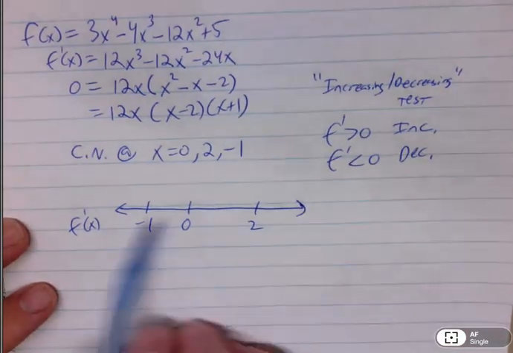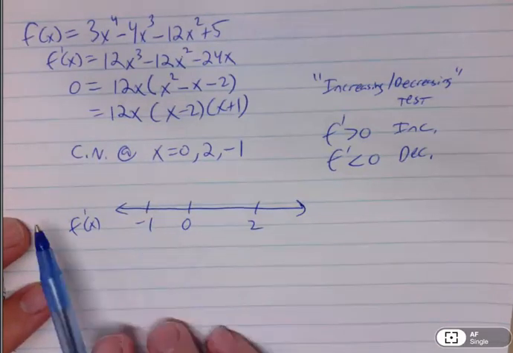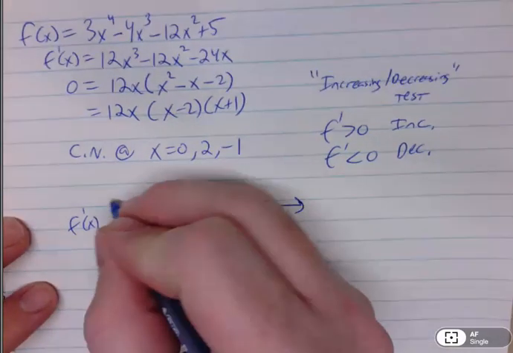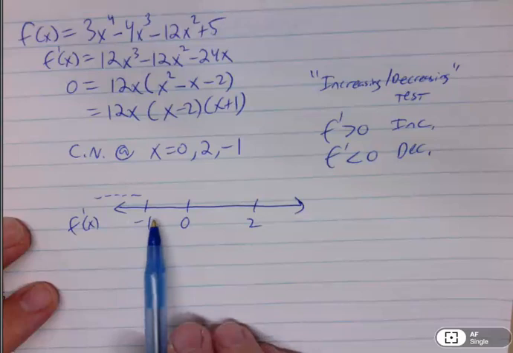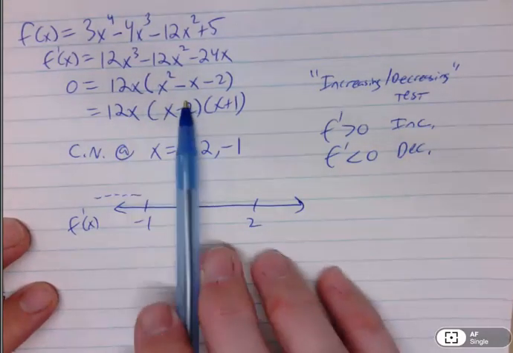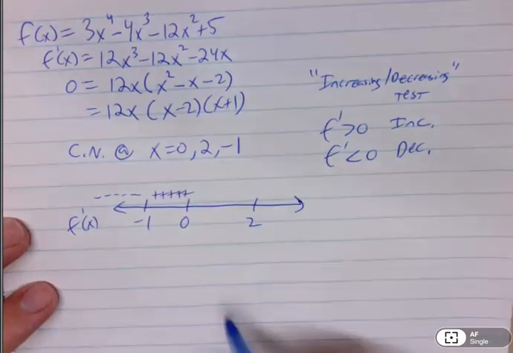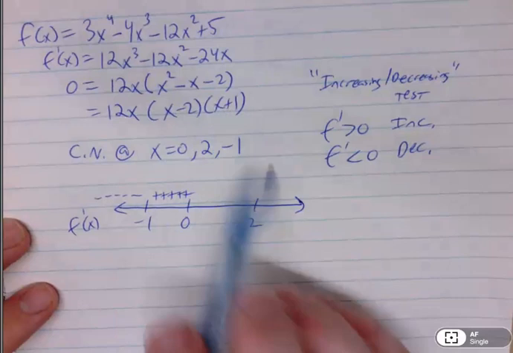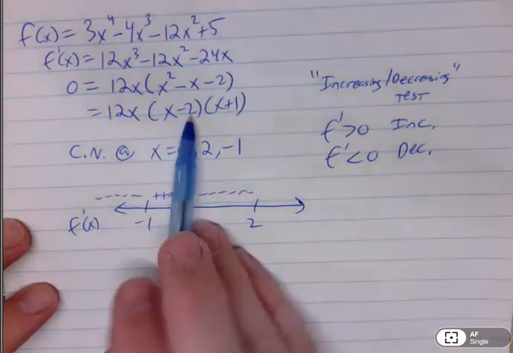So this is what we're looking for. Let's do the same thing we did before. I want numbers less than negative 1, so like negative a billion. Negative a billion, that's negative. This is negative. This is negative. So that makes a negative. Three negatives multiplied together. Between 0 and negative 1, so like negative a half. Negative, negative, positive makes a positive. Between 0 and 2, so like 1, positive, negative, positive. And then bigger than 2, like a positive a billion, positive, positive, positive.